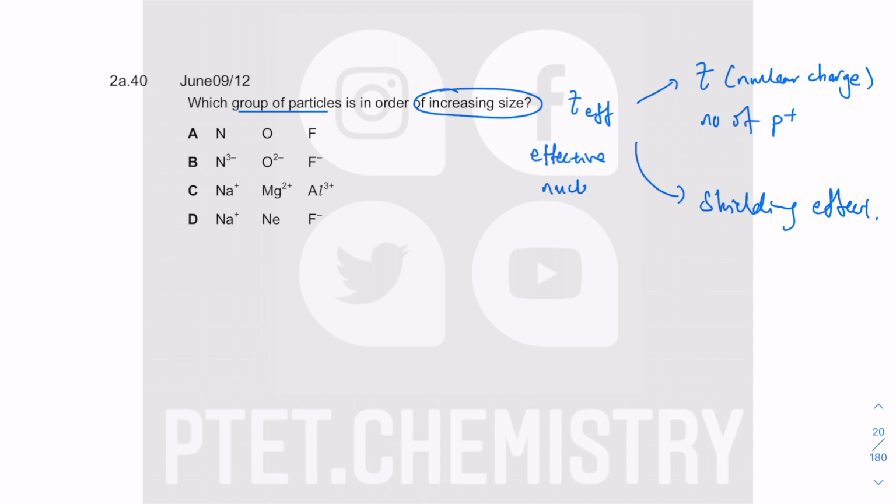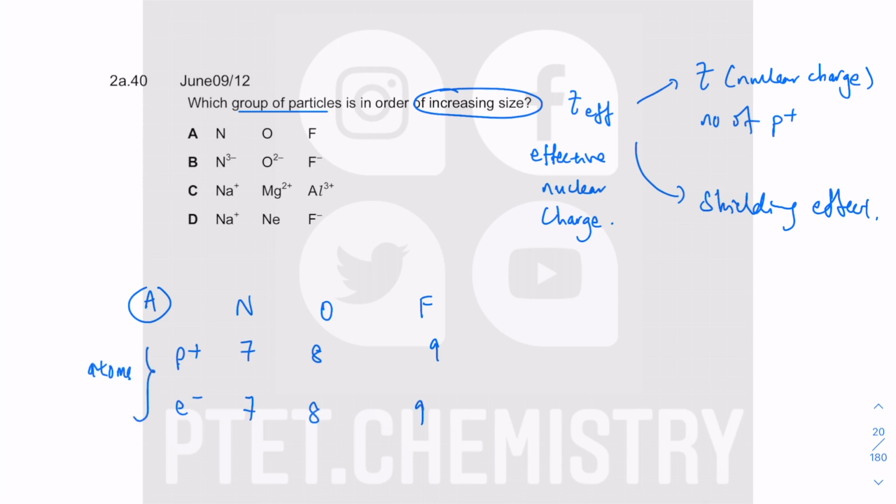I'm not sure if this has been taught in your school or not, but I've always taught in terms of effective nuclear charge being the balance of this nuclear charge as well as the shielding effect. If we look at option A, very quickly look at proton and electron, 7, 8, 9. These are atoms. For atoms, number of protons equal to number of electrons because atoms are electrically neutral.